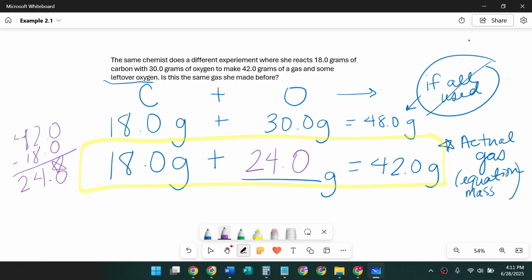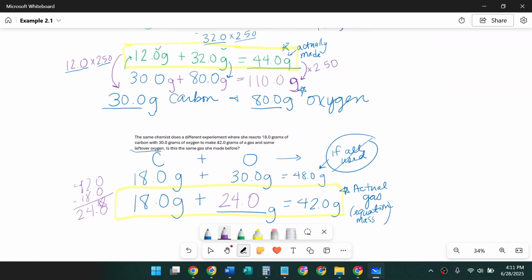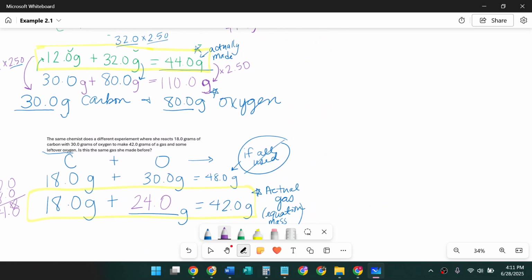Okay, so now we're trying to figure out if this is the same gas as she made before. So we need to compare. How can we tell if that first box and the second box are making the same amount of gas? What we can do is we can compare the ratios of what's happening. So let's take those two equations over to the side and rewrite them both.